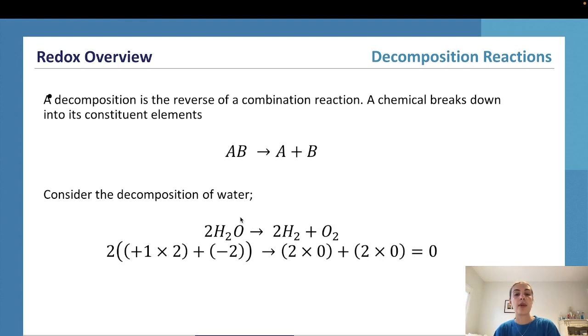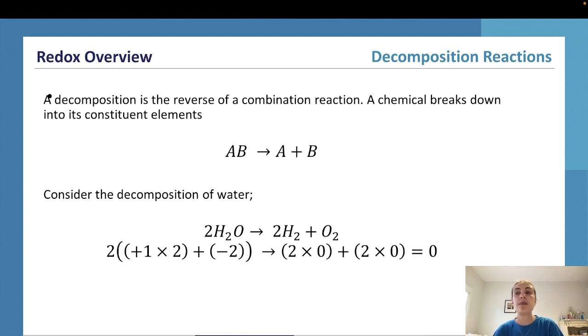So because of that, we can say if hydrogen is gaining electrons, we can say that hydrogen is being reduced, whilst the oxygen is losing electrons, we can say the oxygen is being oxidized. And so if the hydrogen is being reduced, that means that it is the oxidizing agent, because when it gains those electrons, it's being donated them by the oxygen.